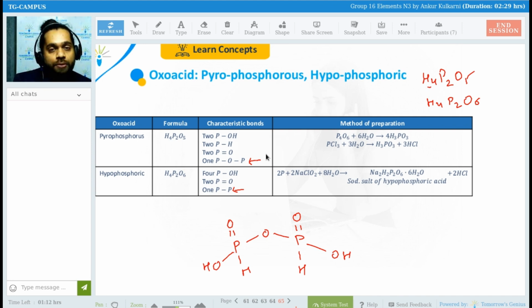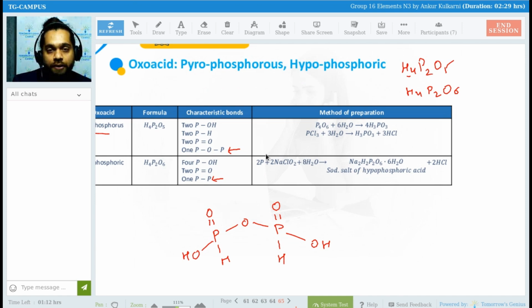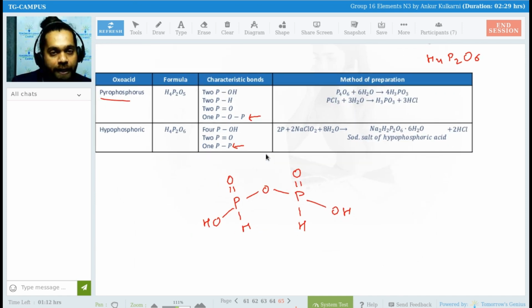So again, this is a pyrophosphorus acid. Sir, this is Anthony, sir. Can you explain again, sir? Okay. Anthony, look over here. I'll explain it again. Those who have understood, kindly draw the structure. What is our molecular formula, Anthony?